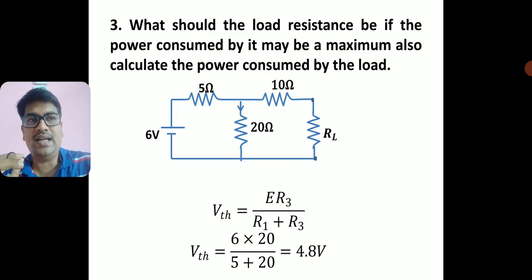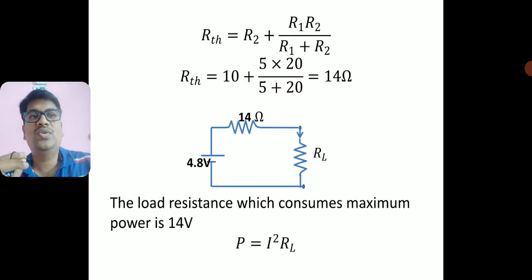It is R2 which is in series, and R1 and R3 are in parallel. So R2 plus R1 R3 divided by R1 plus R3. You please correct it, it has to be modified. So R1, R3 are in parallel, R2 is in series. So the formula will be R2 plus R1 R3 by R1 plus R3. Please correct it. Substitution I have done right.